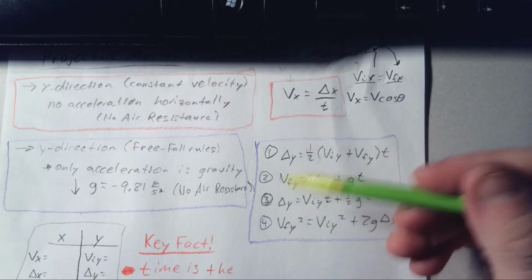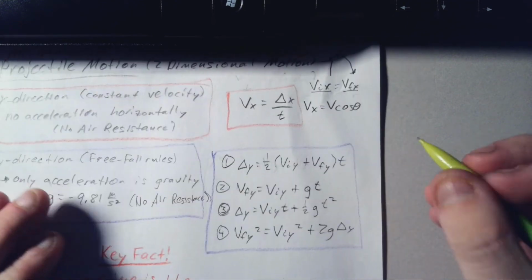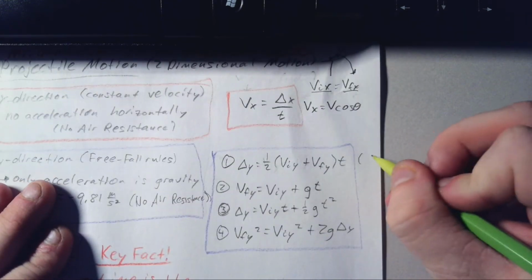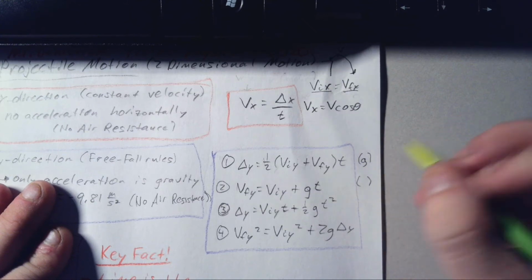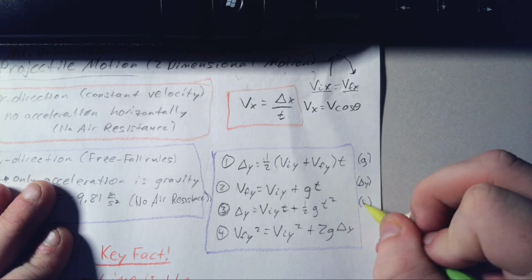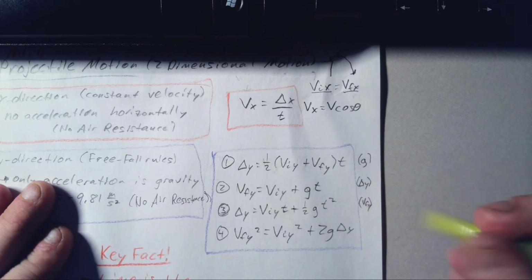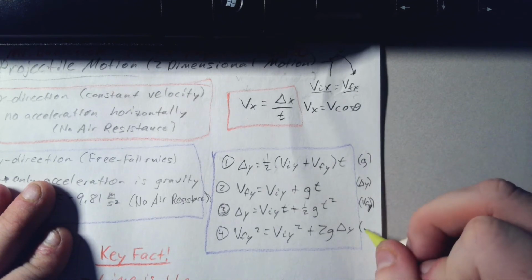These are the same ones that we had when we were in free fall. Reminding you, over here we write off to the side what each of these doesn't have. This one doesn't have gravity. This one doesn't have delta y. This one doesn't have Vfy. And then this one doesn't have time.